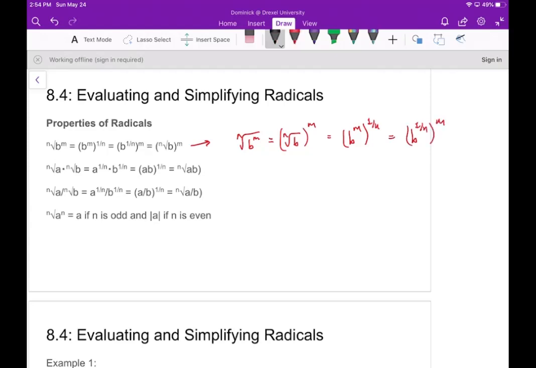Now, this next one here is going to be very important for simplifying radicals. This says that if we have the product of two numbers, each in their own nth root, we can say that this is equal to the nth root of their product. And this is going to be key for simplifying radicals.